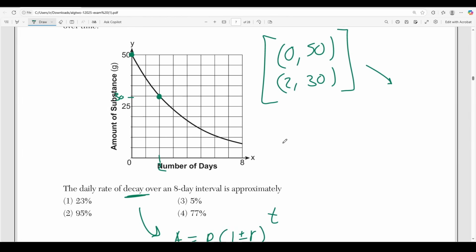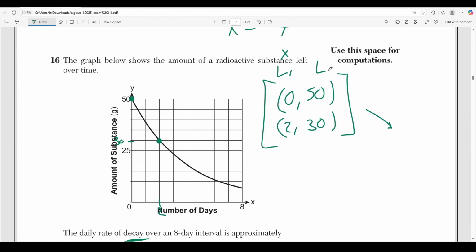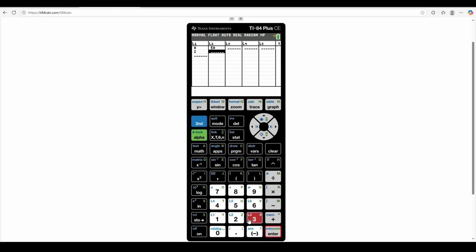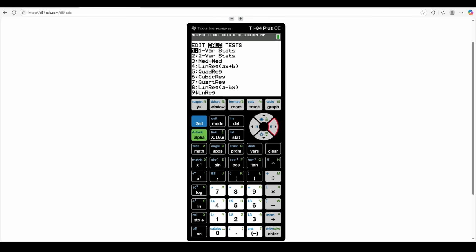List 1 is always going to be your x values. List 2 is always going to be your y values. So plug in your x values here, 0 and 2. What about your y values? Well, that's going to be 50 and 30. And you can see here how we have ordered points, 0, 50, 2, 30. Go back into stat and then go into calc. Essentially, you're asking your calculator to calculate an exponential decay, which is going to be ExpReg. EXP stands for exponential. Regression is just a fancy word for finding an equation based on points.